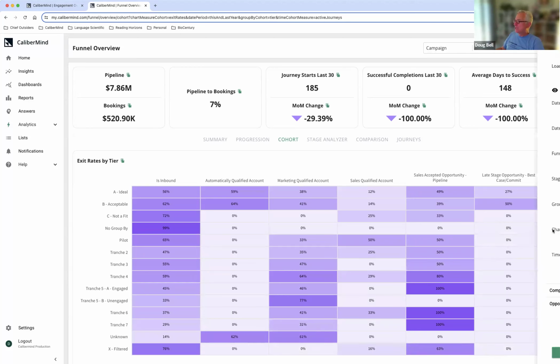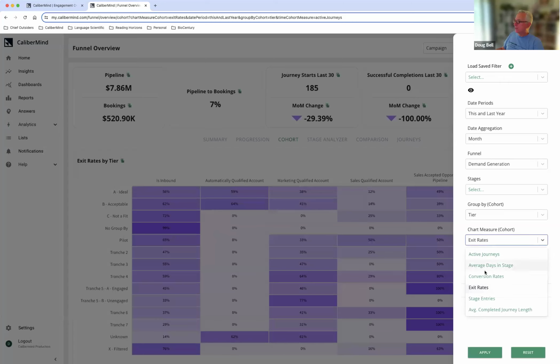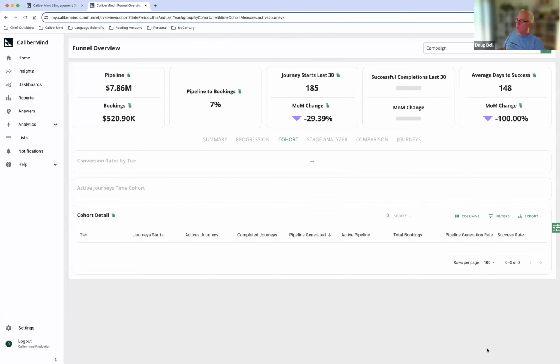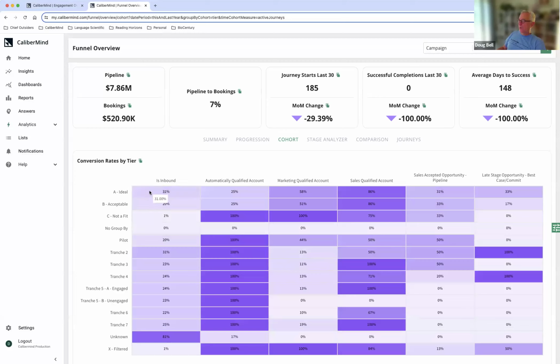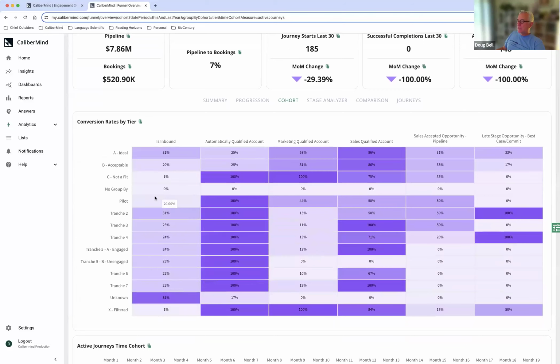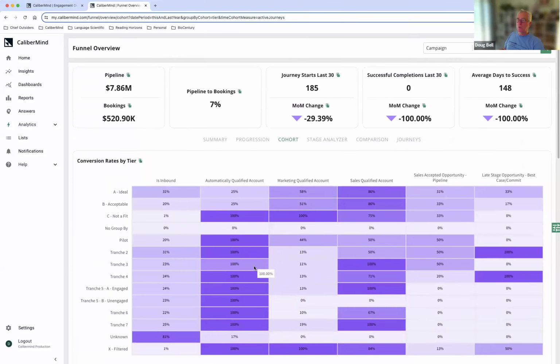So same thing, I'm looking at exit rates here. What I want to take a look at is my conversion rates. And what I'm able to do with the cohort is see whether I've got good conversion rates from my ICP or ideal customers. They look fantastic. I'm seeing solid conversion rates for acceptable as well, also looking good. And interestingly enough, although it's a low number, I'm seeing that my not a fit folks are converting through the funnel as well. Then I'm also seeing that all of my tranches, all my different campaigns that are going through, are converting really well. So that's a quick look at cohorts.